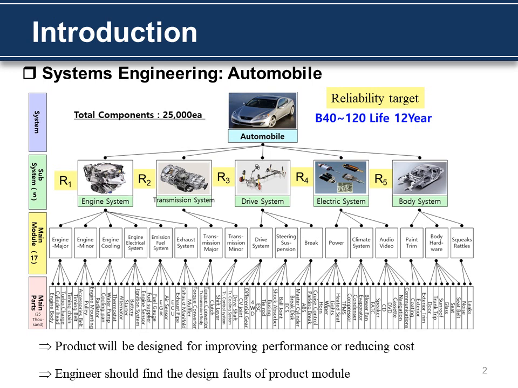As seen in the slide, we know that an automobile consists of multiple modules: engine, transmission, driver, electric, and body system. Therefore, an automobile has 25,000 parts. The reliability target is B40 life 12 years. To improve performance, the company will design product modules. In the process, if a module has not been designed properly, the product does not work in the field. Therefore, engineers should find design defects by reliability testing.